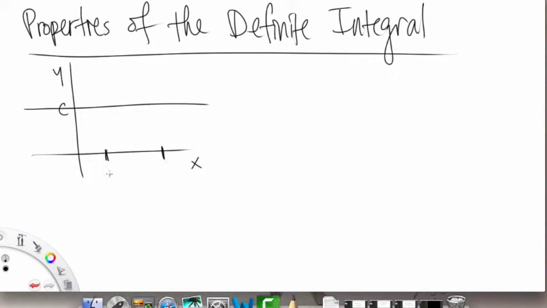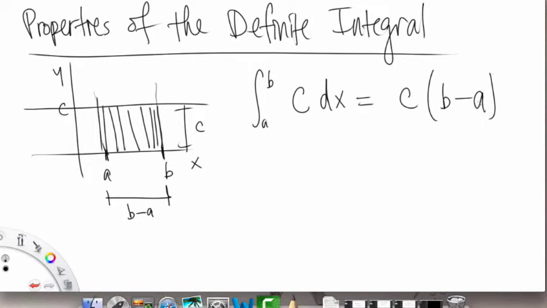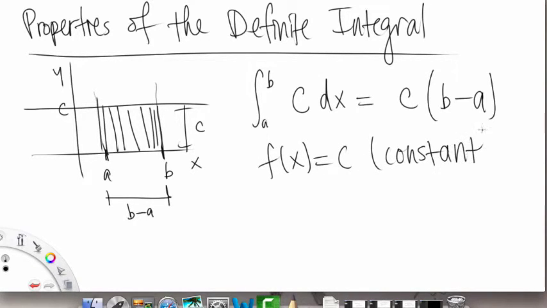So if we integrate from a to b and take the area under this curve from a to b, we're just going to get a rectangle, because the bottom is the length b minus a, and the height is always a constant c. So the integral from a to b of the constant function c dx is always going to equal c times b minus a. That's the constant function one, where f of x is equal to c, a constant. That's an important relation to remember.